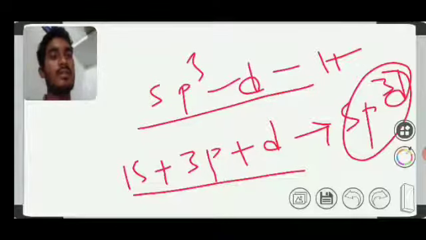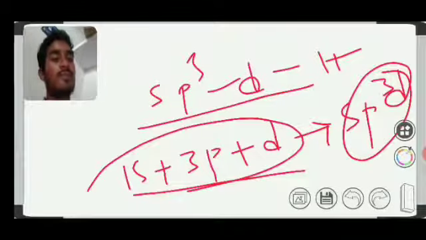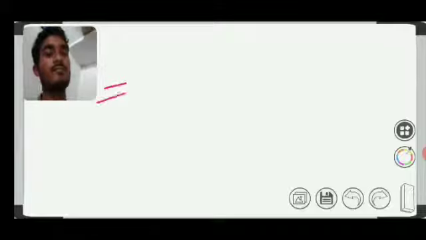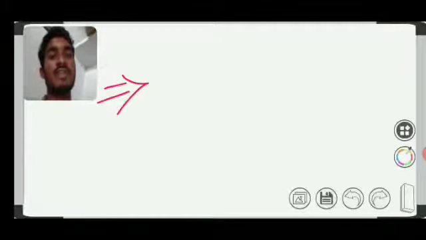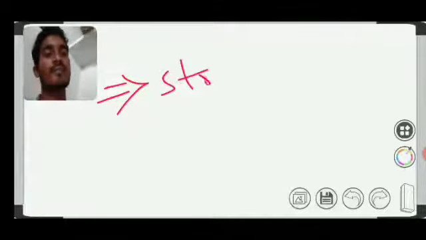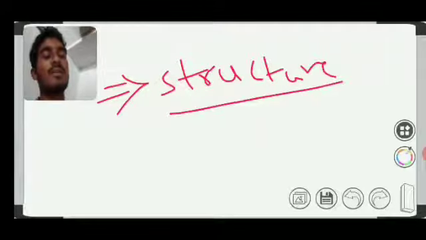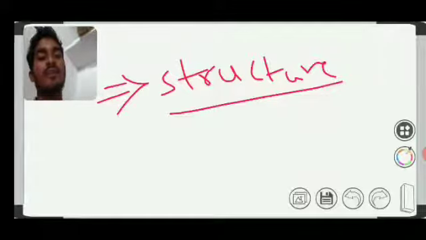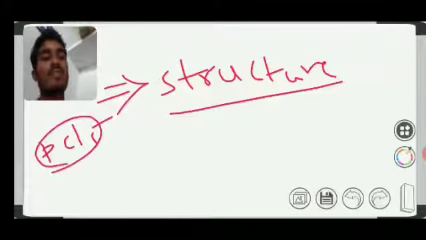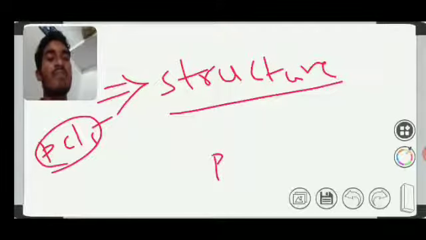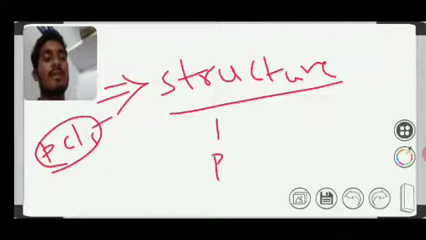Now we have seen the electron configuration of sp3d, and next the structure of sp3d. The example is already told to you, phosphorus pentachloride, PCl5. The shape is trigonal bipyramidal.